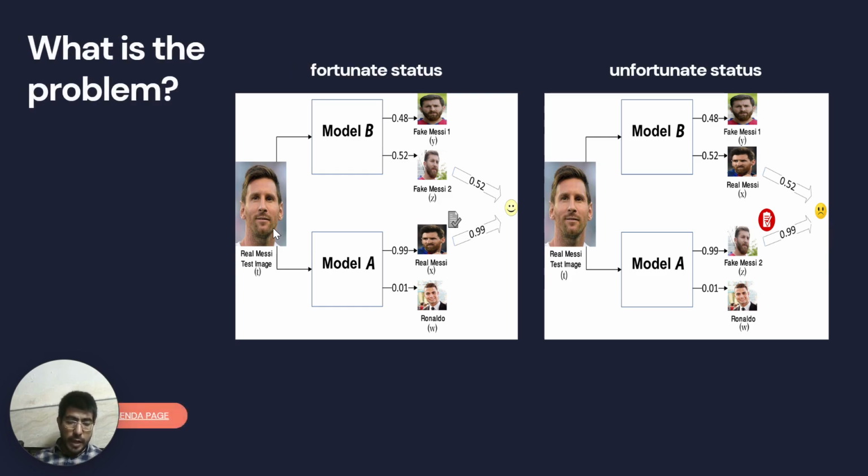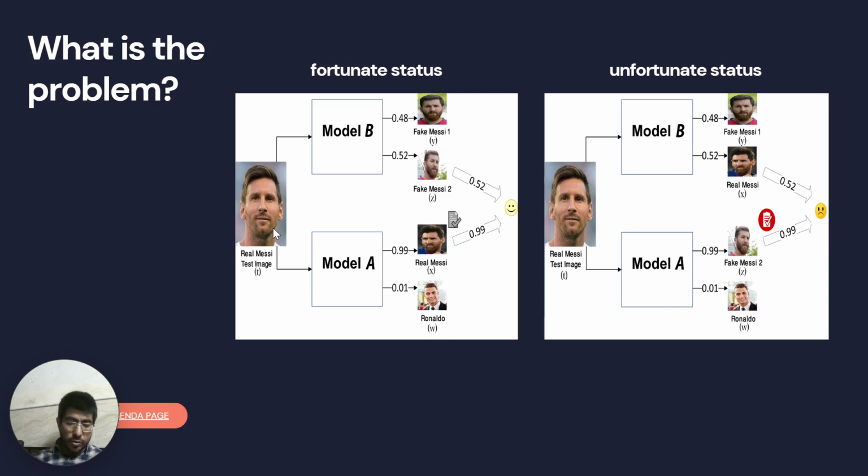However, this method has a fundamental flaw arising from the random distribution of classes among the subnetworks. This flaw is observable in the figures. The left figure represents a lucky or fortunate scenario in the independent softmax model. Suppose there are a total of four classes. Three are very similar: the real Messi, and two individuals closely resembling Messi, and one category or class is Ronaldo, who bears no resemblance to Messi.